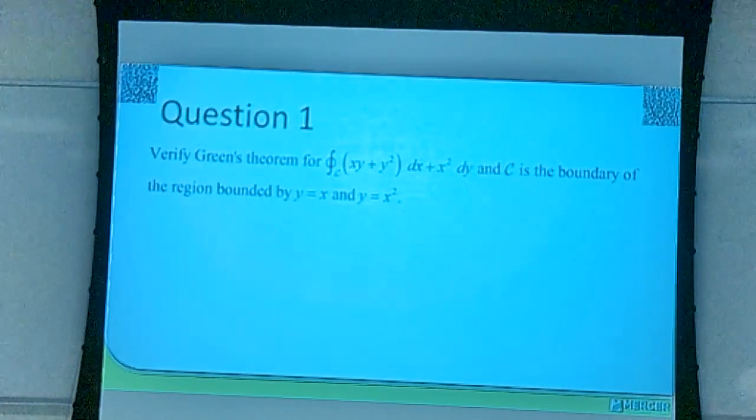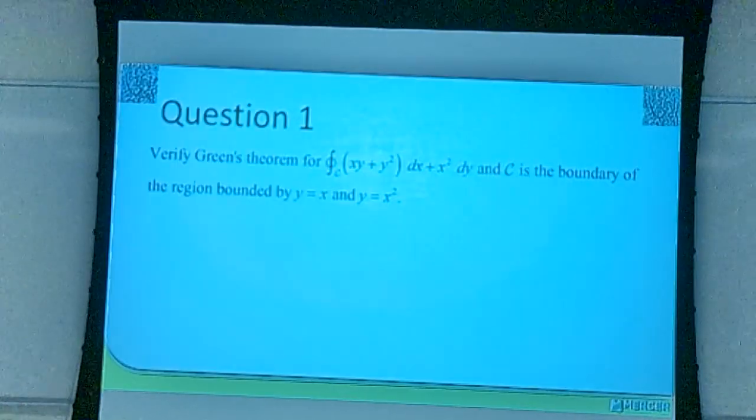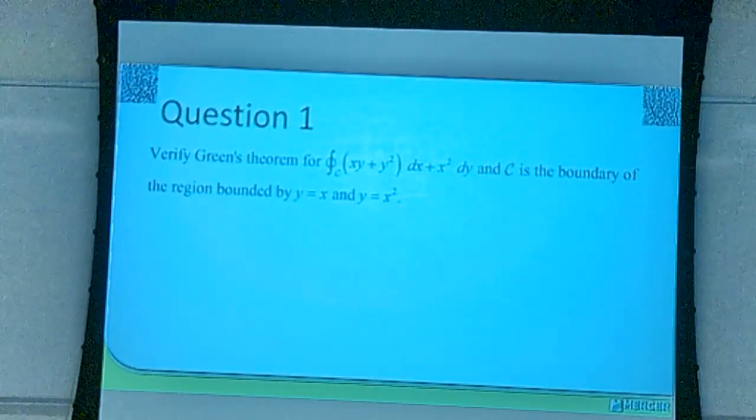First problem we're going to do is a verification, meaning we're going to calculate both the circulation directly and then using Green's theorem and show that they are identical. Directly, as in the line integral.